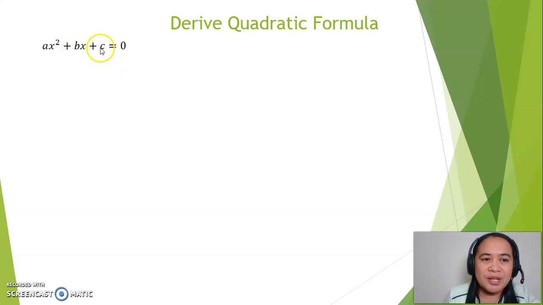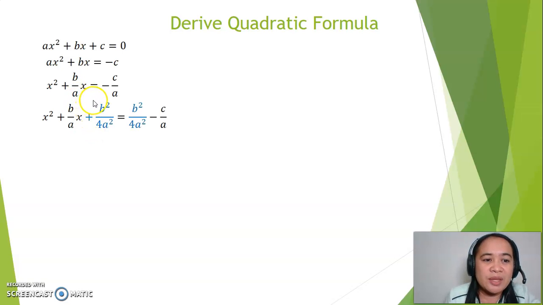So with that, transfer c to the other side, we will end up with this. Eliminate a by dividing the entire equation by a. So with that, we will have x squared plus b over a x is equal to negative c over a. The next step is get half of the second term, then square it. Half of b over a is b over 2a. Squaring that, you will get b squared over 4a squared. So with that, you add that to both sides.